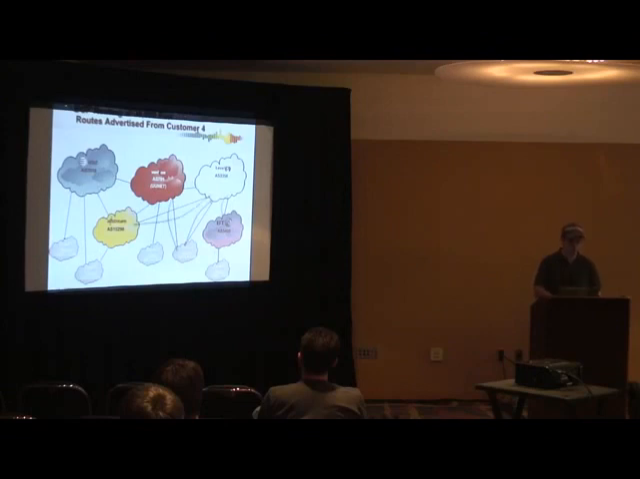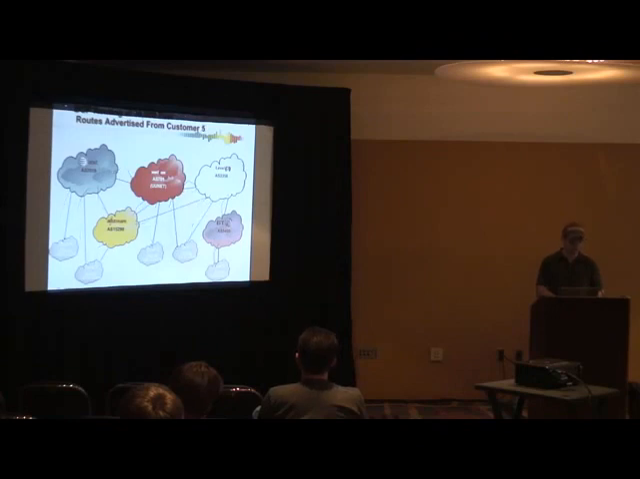Level 3 sends it to all of its downstreams and peers. BT sends it to its customers. Allstream, because it's learning it from its transit provider, sends it to its customer, level 3 to its customers and peers, and AT&T to its customers as well, but not to peers.